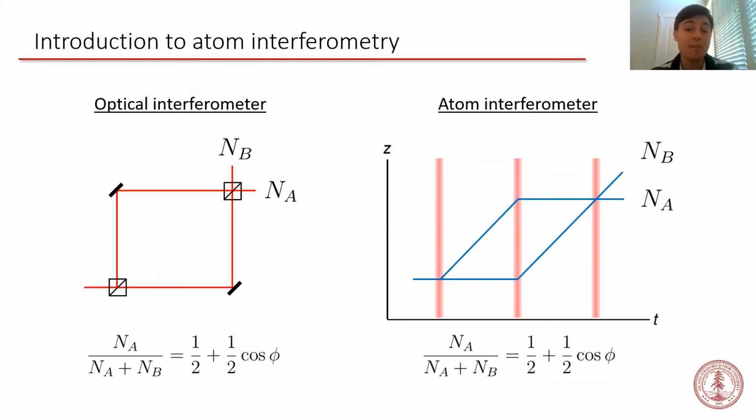In this diagram, each vertex represents an atom-light interaction that changes the momentum of the atoms. By influencing the atom's momentum, the light pulses act as beam splitters and mirrors. As in the optical case, the atoms can leave the interferometer in different output ports, which in this case corresponds to different momentum states. The population ratio of the output ports is given by the atom-interferometer phase.